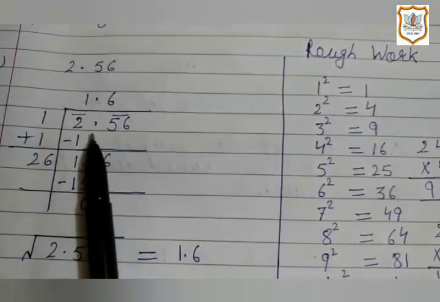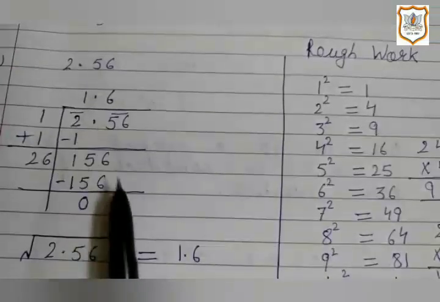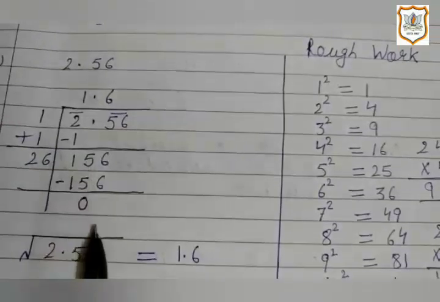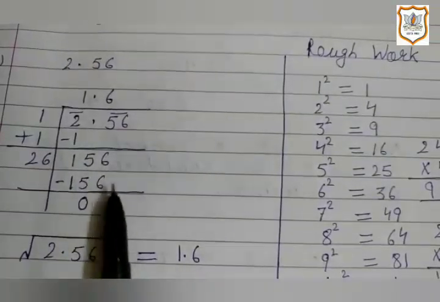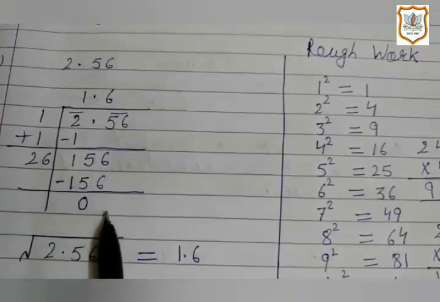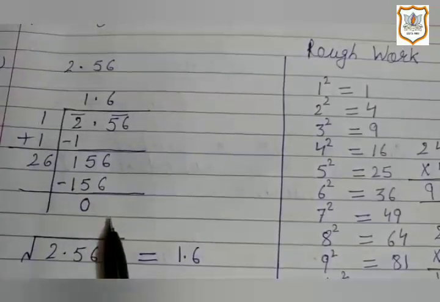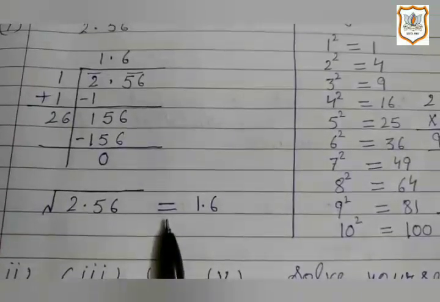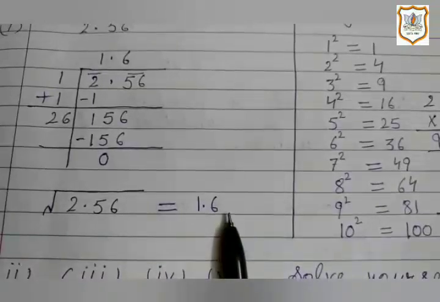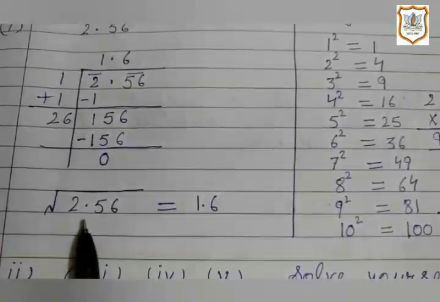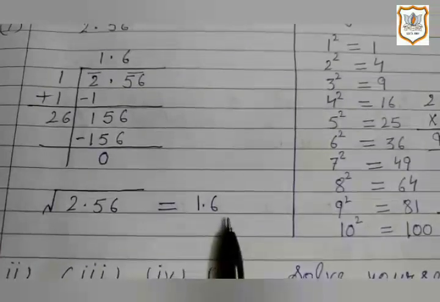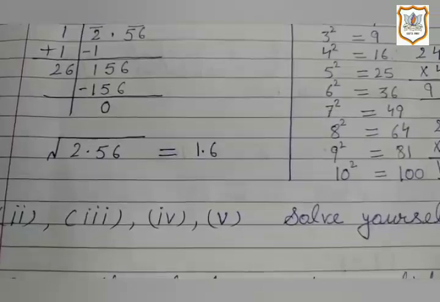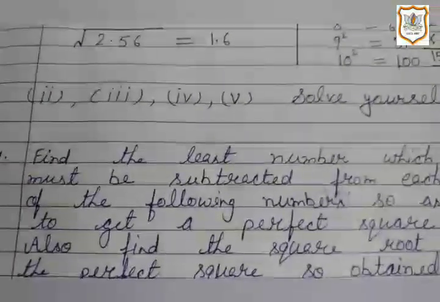We put the decimal point here. So we get 1.6, and when we subtract 156 from 156 we get 0. Therefore the square root of 2.56 equals 1.6. Clear? The square root of 2.56 equals 1.6. The remaining part you can solve yourself. Next sum.